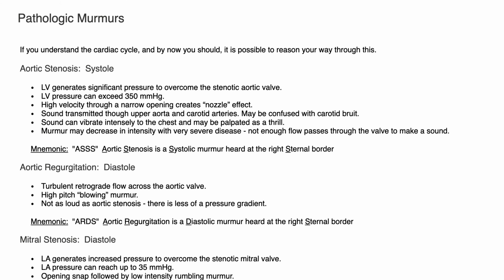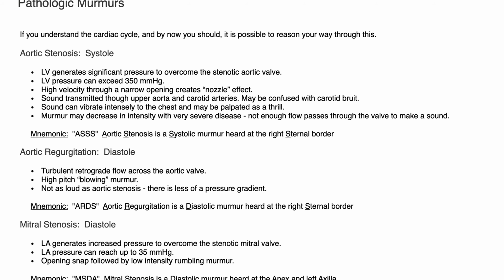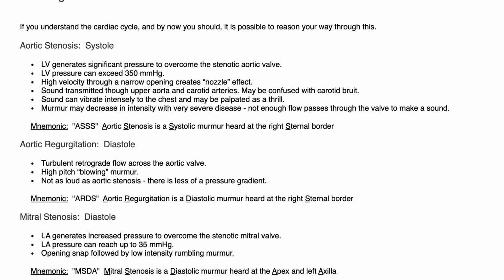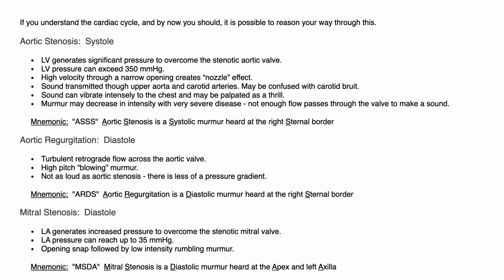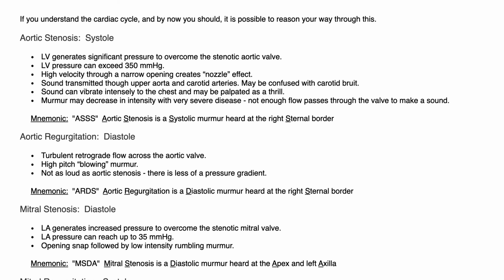Pathologic murmurs. If you understand the cardiac cycle, and by now you should, it's possible to reason your way through this. Aortic stenosis occurs during systole. In the left ventricle, it generates a significant pressure to overcome the stenotic valve. Left ventricular pressure can exceed 350 millimeters of mercury. High velocity through a narrow opening creates a nozzle effect. Sound transmitted through the upper aorta and carotid arteries may be confused with carotid bruits.